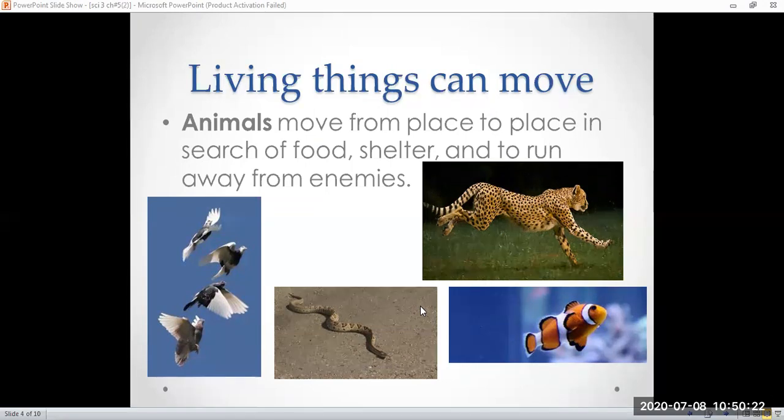Okay, we are moving forward to the first characteristic of living things, that is living things can move. So as you all know, the three main living things are plants, animals, and human beings. So first we discuss how animals move from one place to another. Animals move from place to place in search of food, shelter, and to run away from enemies.